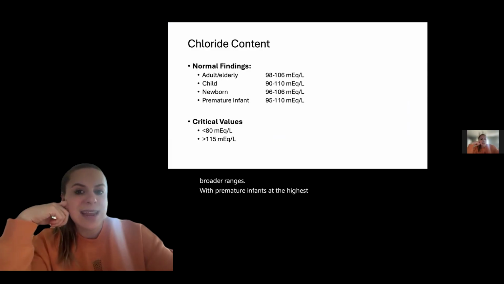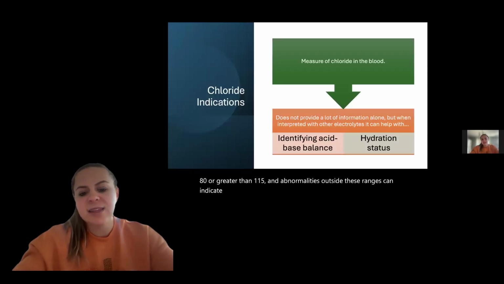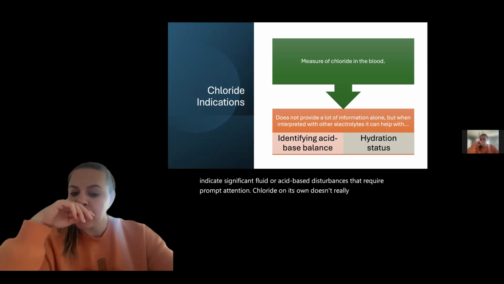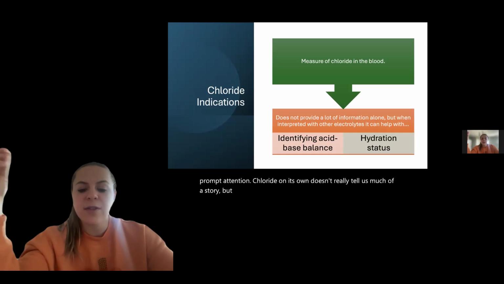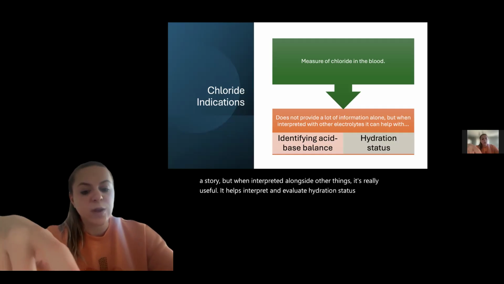Critical values are less than 80 or greater than 115, and abnormalities outside these ranges can indicate significant fluid or acid-base disturbances that require prompt attention. Chloride on its own doesn't really tell us much of a story, but when interpreted alongside other things, it's really useful. It helps interpret and evaluate hydration status, acid-base disorders, and renal function.